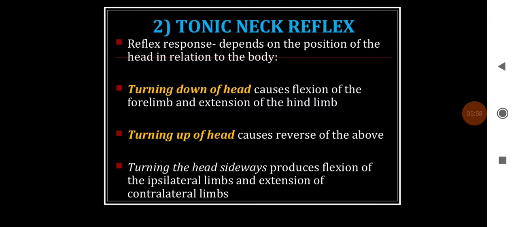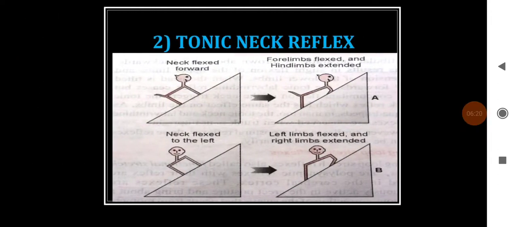The reflex response depends on the position of the head in relation to the body. If the head is turned down, it causes flexion of the forelimb and extension of the hind limb. If the head is turned up, it causes the reverse. Turning of the head sideways produces flexion of the ipsilateral limbs and extension of the contralateral limbs. This picture shows the tonic neck reflex. When the neck is flexed forward, the forelimbs get flexed and the hind limbs get extended. If the neck is flexed to the left, then the left limbs get flexed and the right limbs get extended.